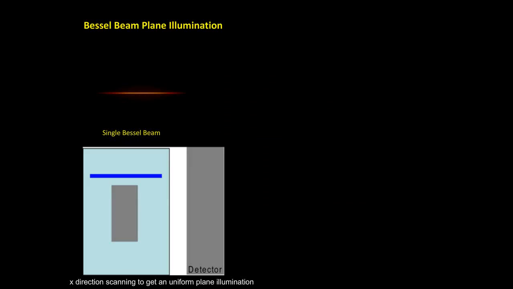With a single beam, how can we create a plane? We scan the beam very fast, back and forth. In this way, we can create a time-averaged plane illumination. So this is one direction. Next, we will see a movie.